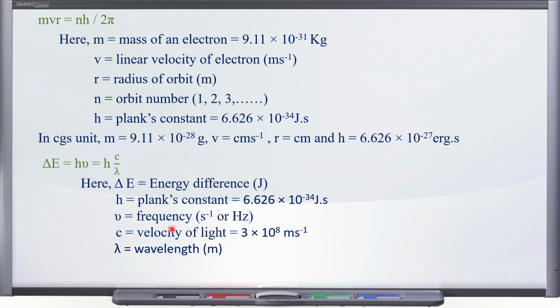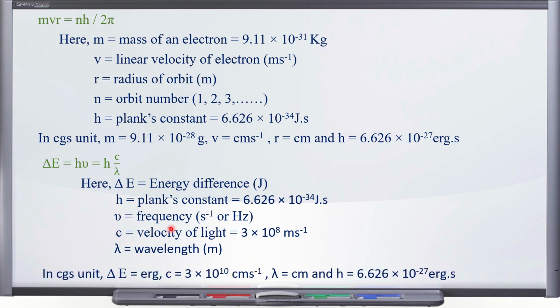By using any formula you can do the math, but you have to see in the math which terms are given and which formula is applicable. In CGS unit also you can use this. Delta E will come in erg. c equals 3 into 10 to the power 10 centimeter per second. Lambda will be in centimeter and Planck's constant will be erg second.